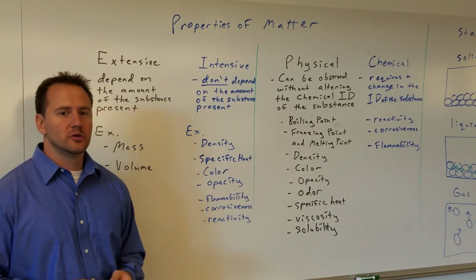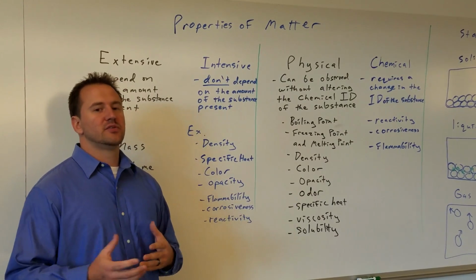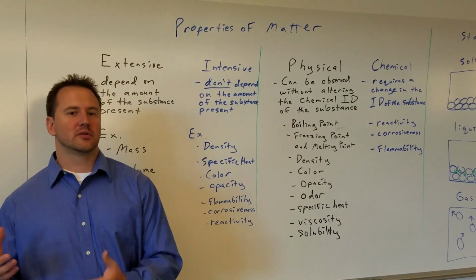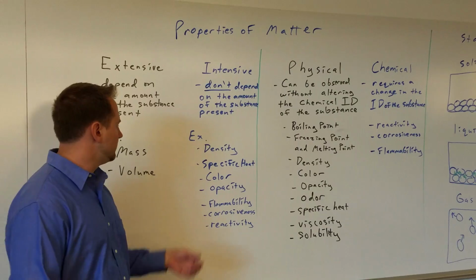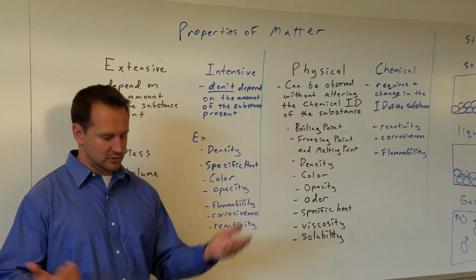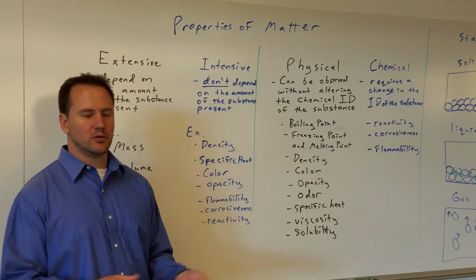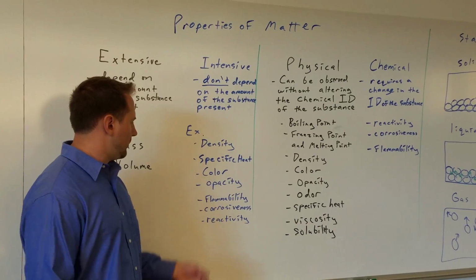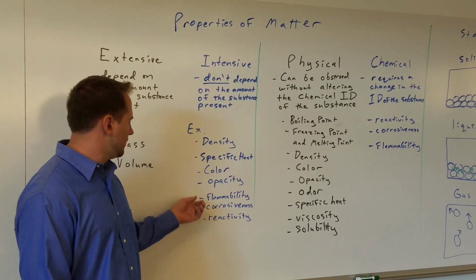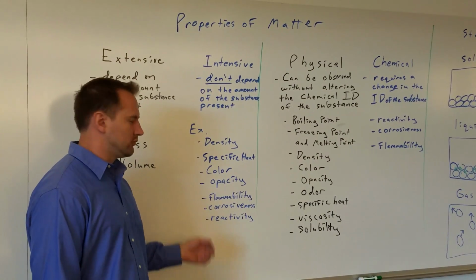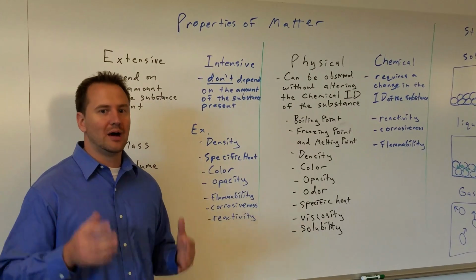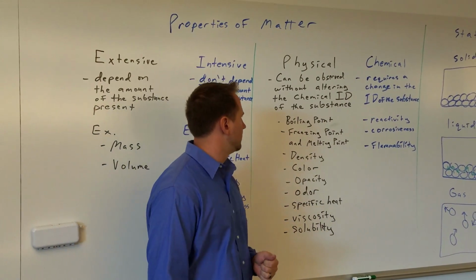Specific heat we'll get into a little bit more later in the year, but specific heat basically has to do with how well something will absorb or distribute heat. Color, my shirt is blue, whether it's the whole thing or I just cut off a little piece. Opacity, how well you can see through a material. Flammability, corrosiveness, reactivity, those all don't depend on how much of the material you have for that property.